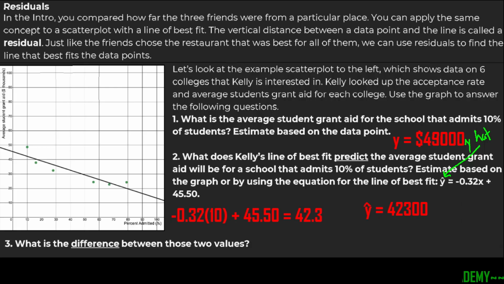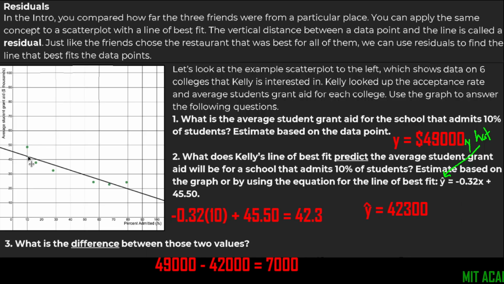Then it says for number 3, what is the difference between those two values? So let's take the approximate values that we have. This was the actual value, and we're just using the 2 approximate values that we had. So we have 49,000 minus 42,000, which is equal to 7,000. So that's going to be the difference between those two.